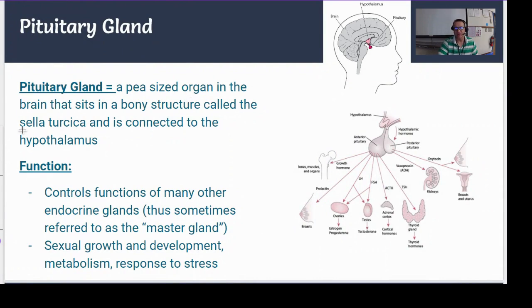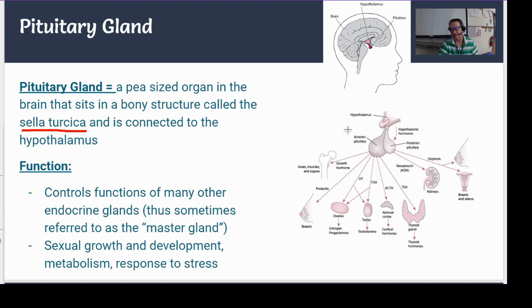And now the pituitary gland, that's a pea-sized gland or organ in the brain that sits in a bony structure called the sella turcica. You will not need to know that for this unit, but next semester in the skeletal system, you'll need to know that the sella turcica is this little bony structure that allows the pituitary gland to sit into it. And it's connected to the hypothalamus. That's controlled by the hypothalamus.